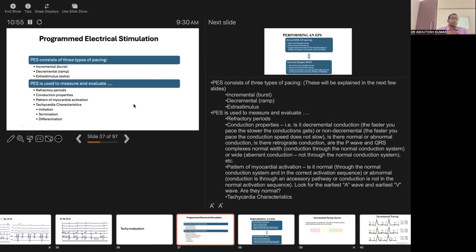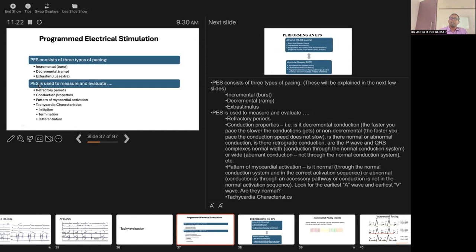When we are in the cath lab, we will be saying burst karo, extra do, burst karo, extra do. These are the words you are using, na? But if you read the book, you will not get these words. So when we say burst, it means incremental pacing. Second is decremental pacing, a word we never use in the cath lab. We say decremental conduction, but we don't say decremental pacing. And third is extra. So burst, ramp, extra, burst, ramp, extra.